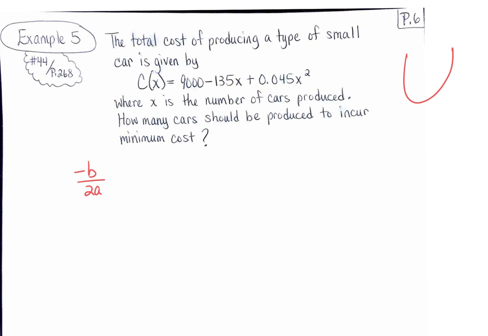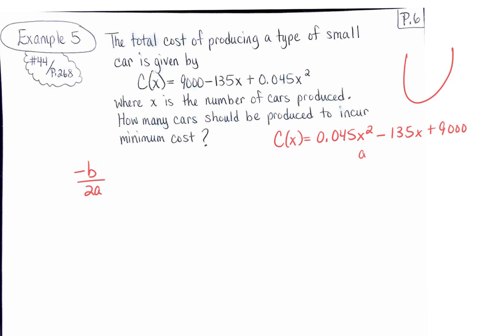So what do we do here? We rearrange our terms, right? To put it in descending order with x squared first. So C of x is equal to 0.045 x squared. What's next? Good. Plus 9,000. And we rearranged it so we can have our quadratic function in the standard form that we're used to. And then what do we do? Identify A, B, and C.